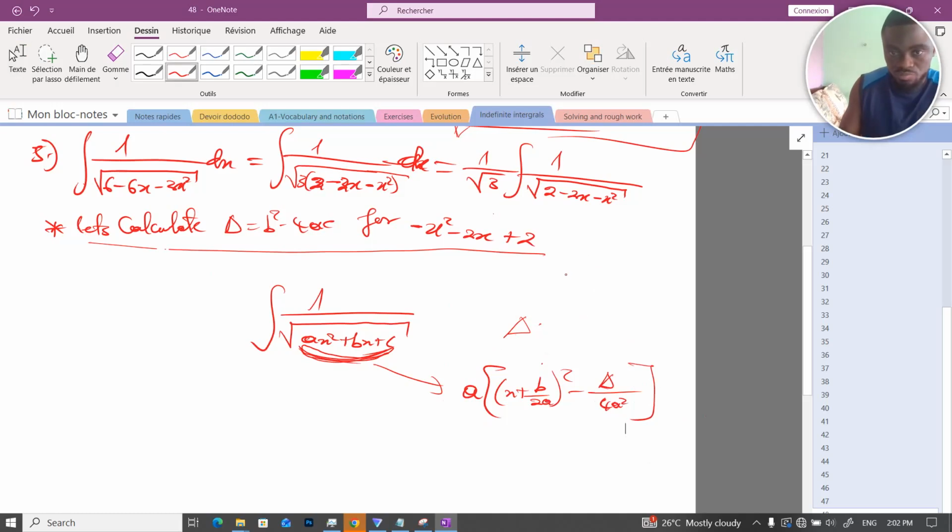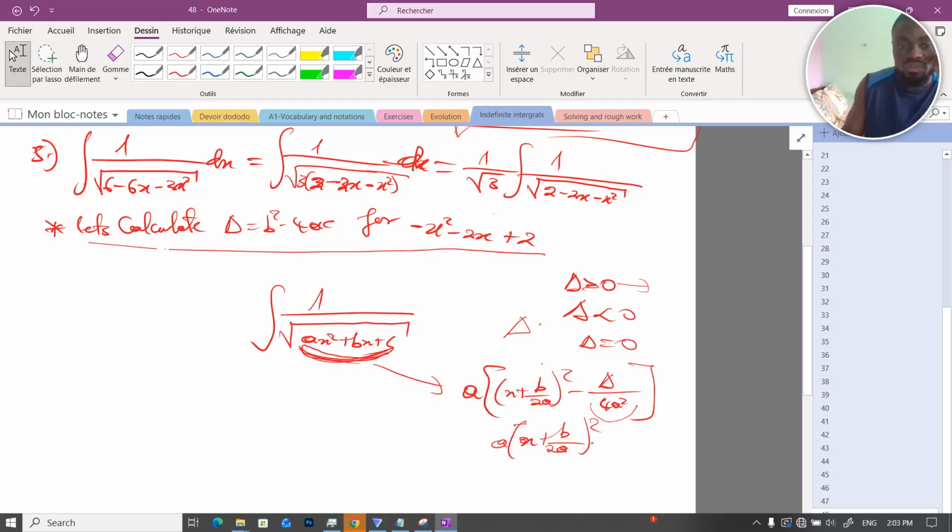You see that if delta is greater than 0, this part will exist. If delta is less than 0, this part will also exist. When delta is greater than 0, it means this will have two real and distinct roots. When this is less than 0, it means this will not have real roots. When delta is equals to 0, all of this will become 0, and we will be left with something of the form a into x plus b all over 2a, all that square.